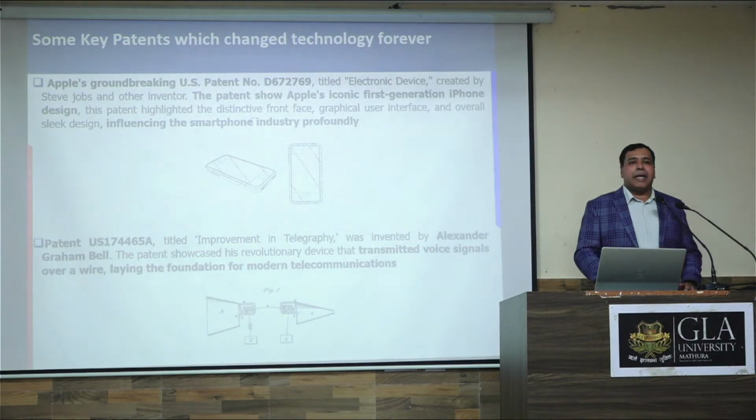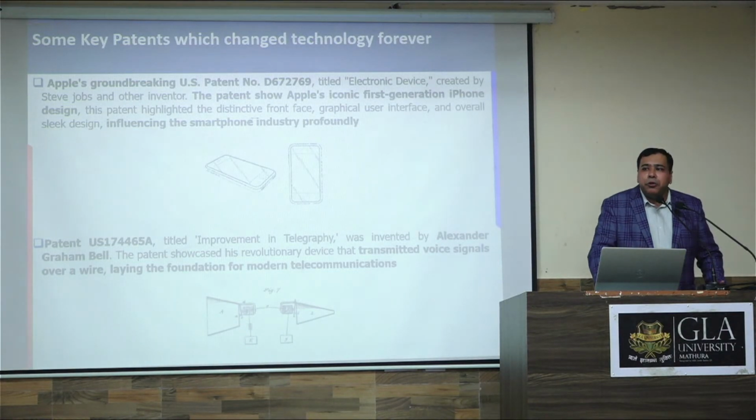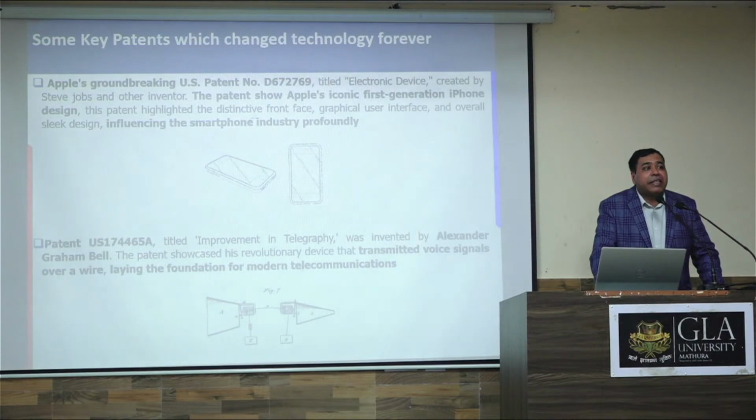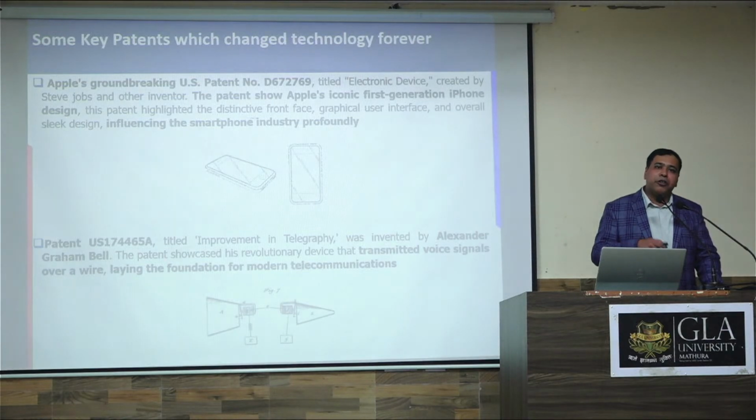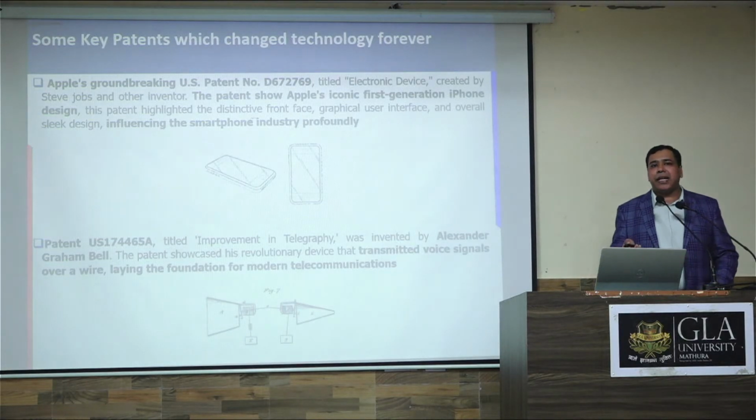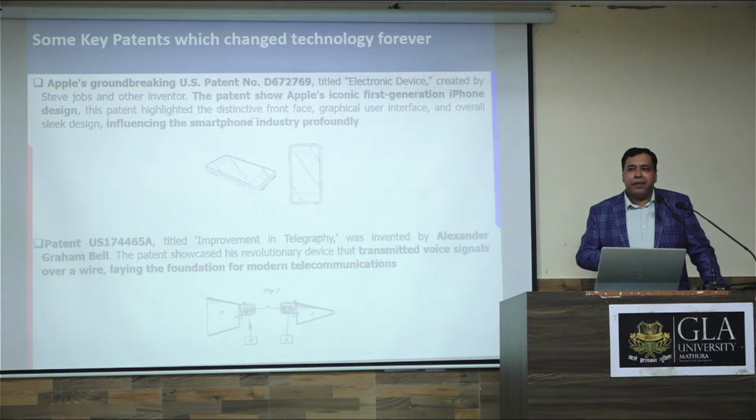Now I'll show you some examples of very well-known technologies which you could relate to in today's time. The first one is Apple's patent, which was a design patent that they filed, primarily on the look of the iPhone. This was the first design patent filed by Apple on their first generation iPhone. So you can see that these companies ensure not only technical innovation, but they also try to protect their design aspects. Apple always ensures that they protect their designs as well.